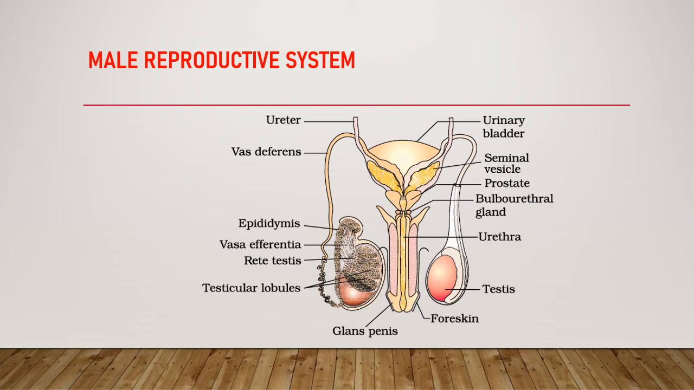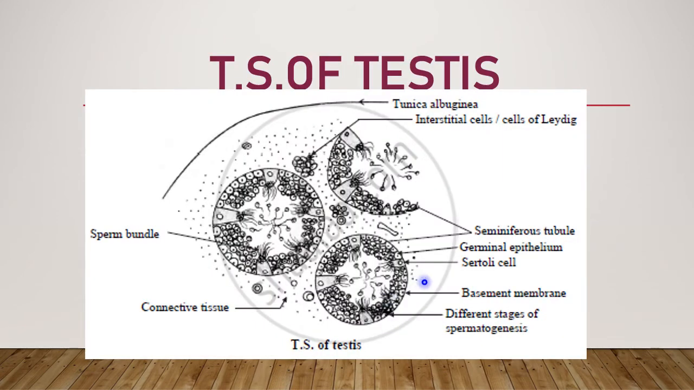Next slide, of the testes. As already explained, this testes is made up of lobules, or compartments. Each of these compartments shows seminiferous tubules, which can number about 900 in each compartment. These seminiferous tubules are made up of germinal epithelium layer.